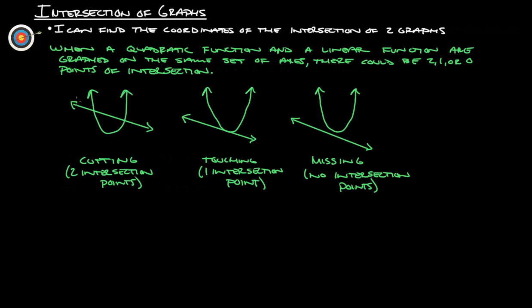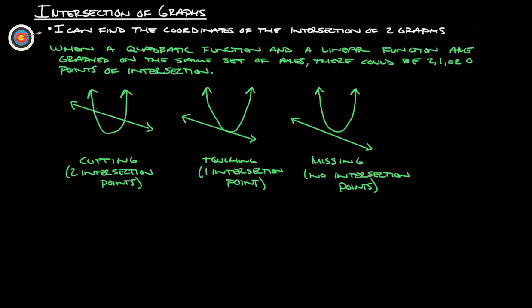I'm going to take you through the notes on intersection of graphs. At the end of this, you should be able to say, I can find the coordinates of the intersection of two graphs. Okay, so this is important. Good stuff here. When a quadratic function and a linear function are graphed on the same set of axes, there could be two, one, or no points of intersection.